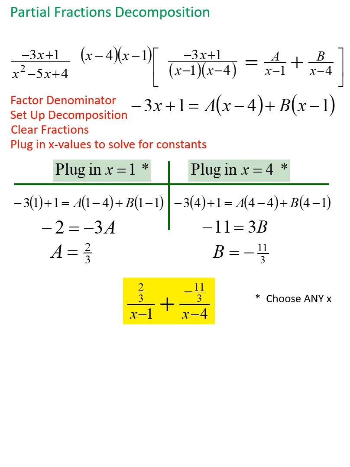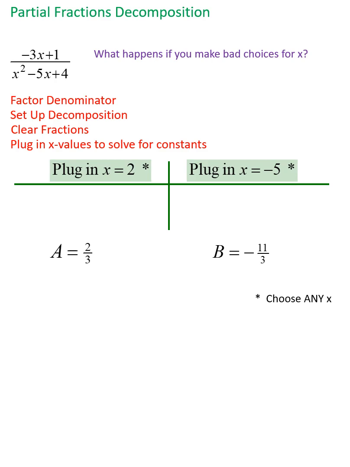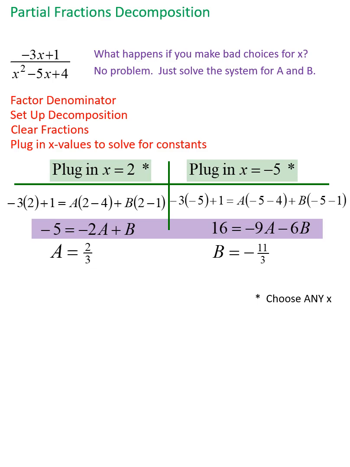Now I'm done with this problem, but there's one thing worth noting. If I had chosen really strange values for x, say 2 and negative 5, I would have gotten a much different looking algebraic system of equations. In fact, if I had made bad choices for x here, I would not have been able to solve either equation for a or b directly. However, putting these two things together as a system of equations would have allowed me to solve that system for the same a and b that I got when I used clever choices for my x values.